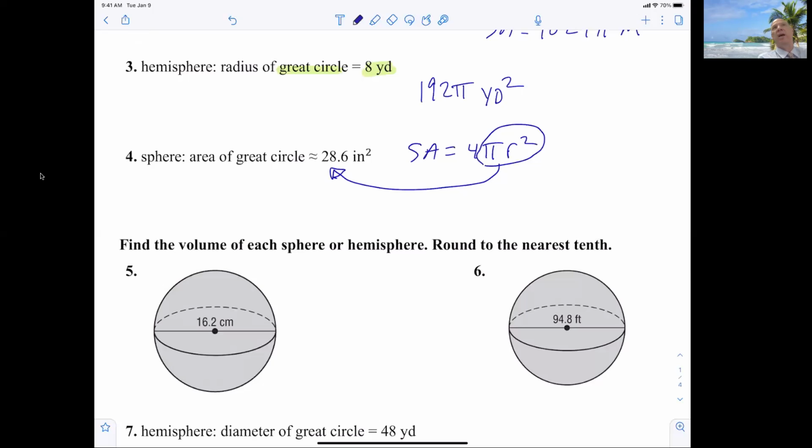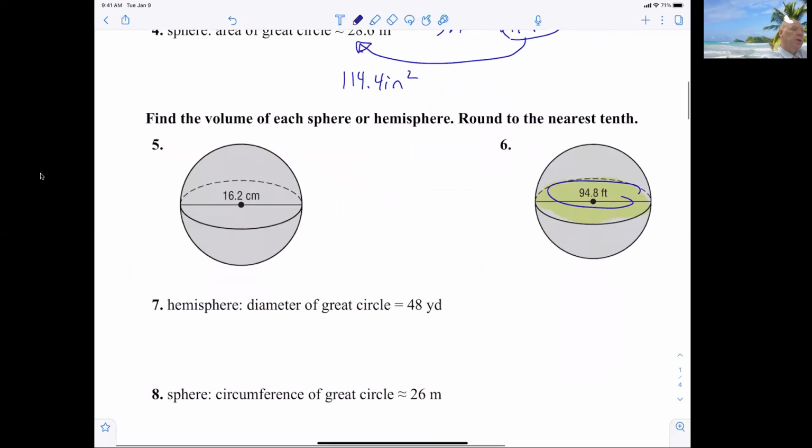Does everybody understand that? The great circle is the cross section that goes through the center of the sphere. So this right here that I'm highlighting down here, this is the great circle, right? If you take another cross section, it will create a circle. It just doesn't go through the center. All right. So number 4, the correct answer was what? 114.4 inches squared. Everybody good with that?